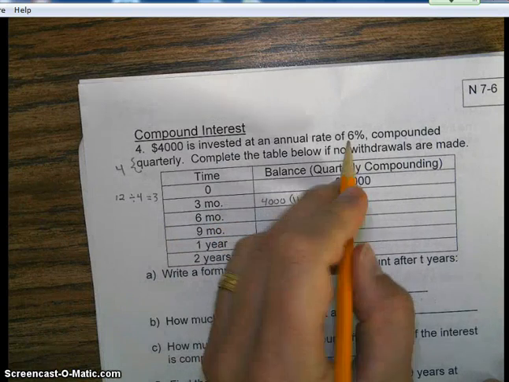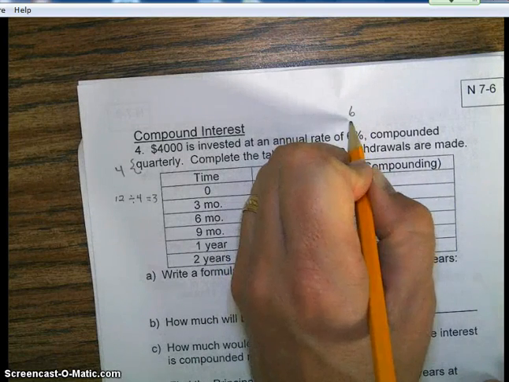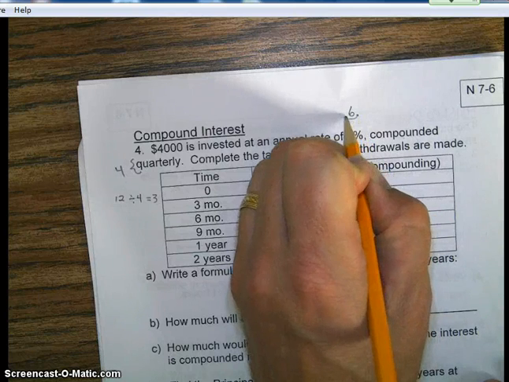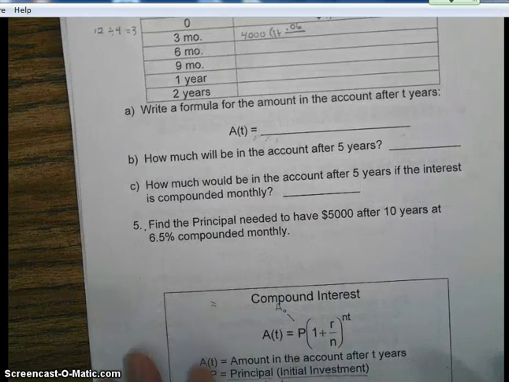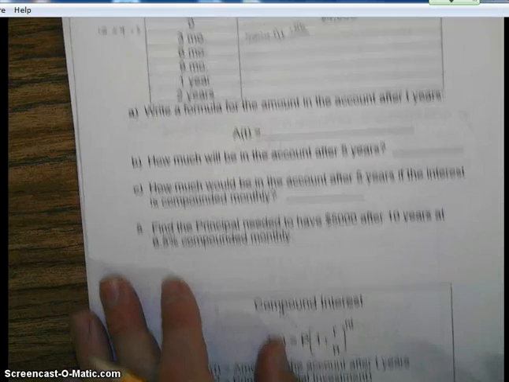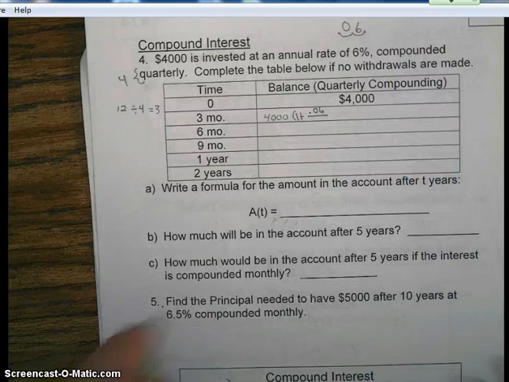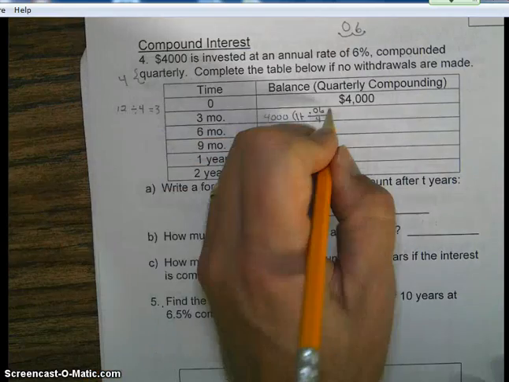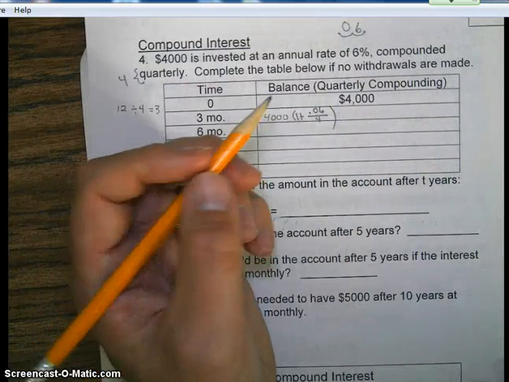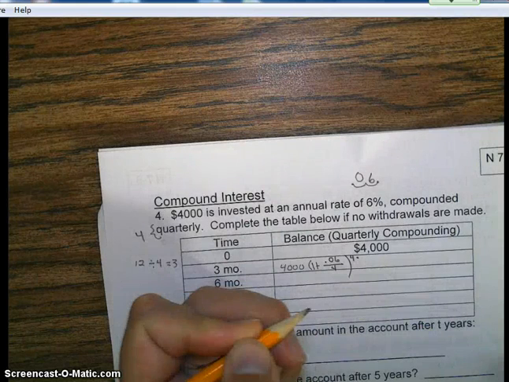Remember, you change a percent to a decimal by either dividing it by 100 or moving the decimal place over 2 places. Then divide by N, which is the number of times compounded per year, which is 4. It's quarterly. And raised to N times T. So again, 4 times T.